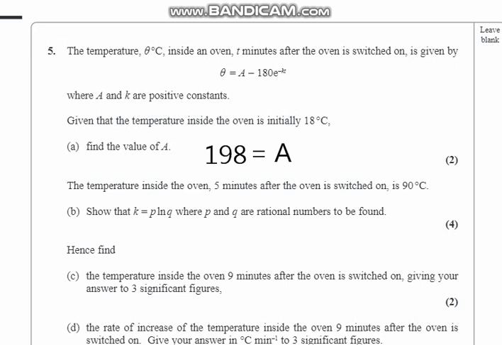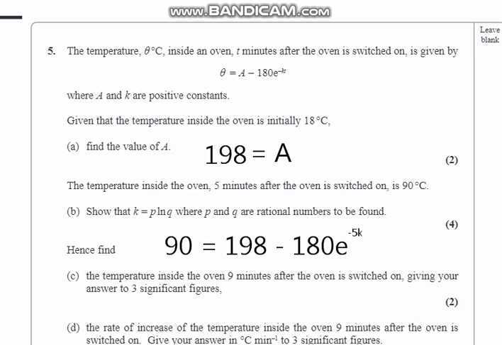One more thing here, guys. If they've mentioned that the time is being measured in seconds, do change the minutes to seconds, so 5 minutes will be 300 seconds. But they already said that the temperature theta degrees inside an oven t minutes after the oven is switched on, so we don't have to change anything, so leave it as 5 minutes only. There you go, our equation looks like 90 equals 198 minus 180 e to the power minus 5k.